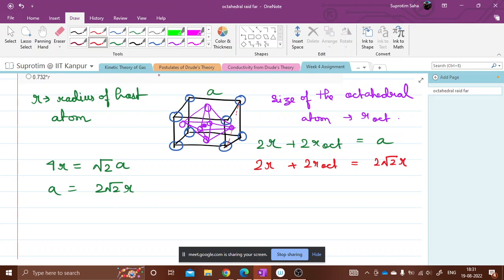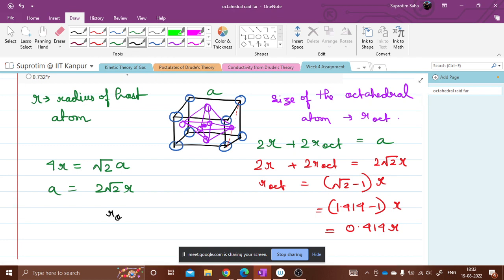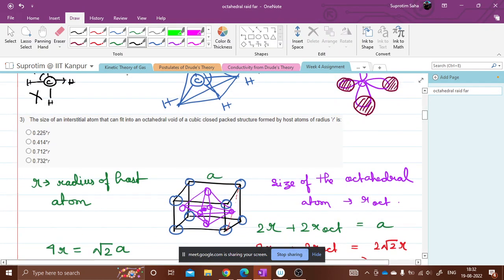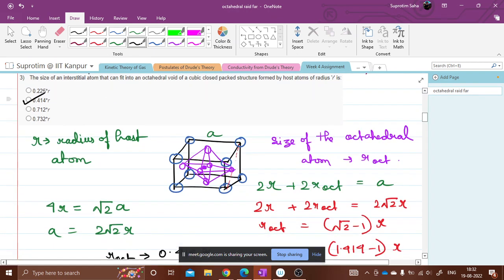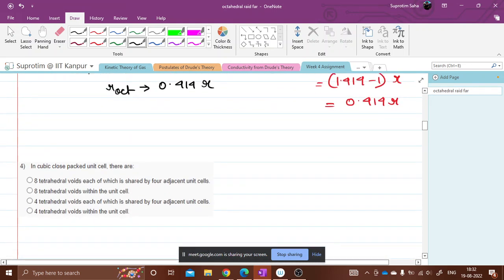So basically, these two cancel out, and R oct becomes root 2 minus 1 times R, and root 2, as you know, is 1.414, so that will be 0.414R. So your R oct, the radius of the atom at the octahedral void, is 0.414 times the radius of the host atoms. So your correct answer would be 0.414 R, smaller than the radius of the host atoms, right?